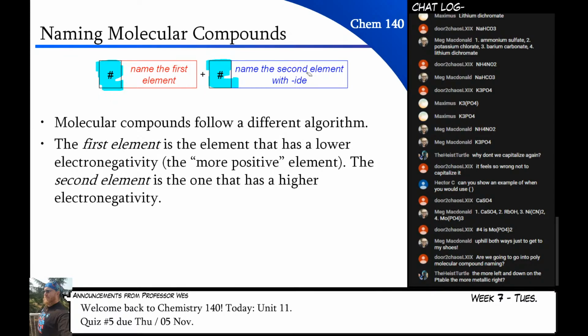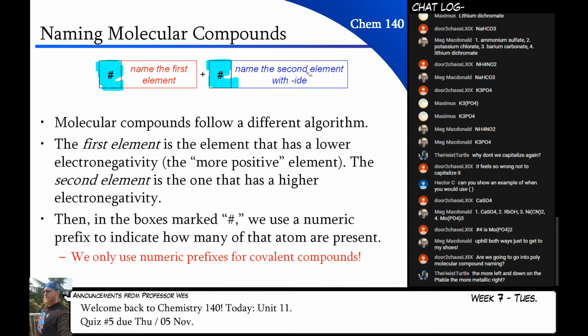The more left and down on the periodic table, the more metallic it is. That's correct. Now, what about this hashtag that's in blue here? In that box, we're going to apply a numeric prefix that indicates how many of the atom it is attached to is present. This is where you get the things like di and tri and tetra and mono.